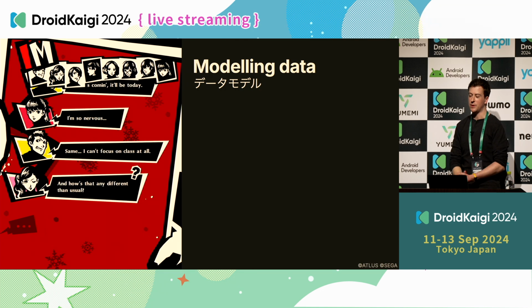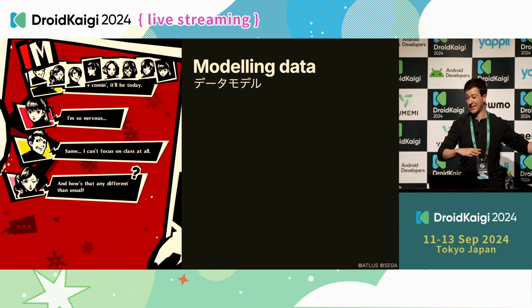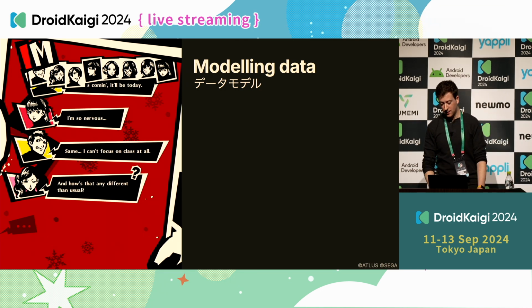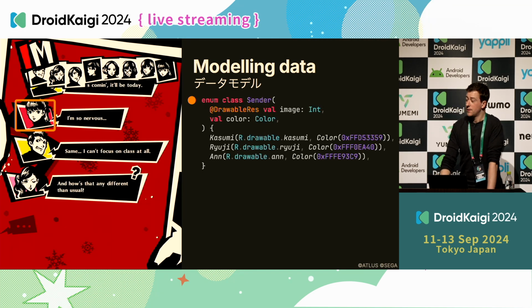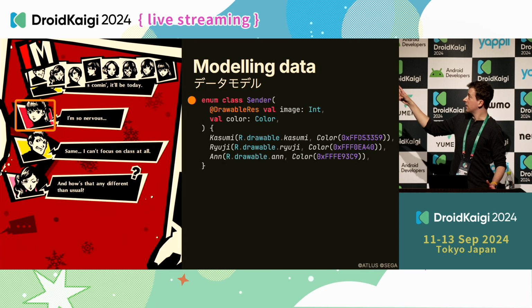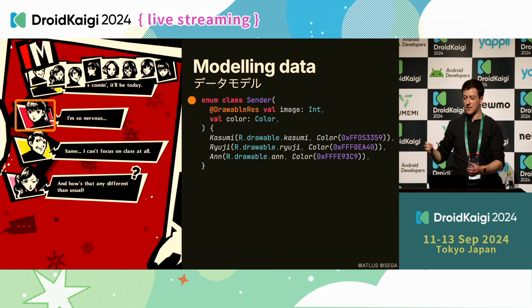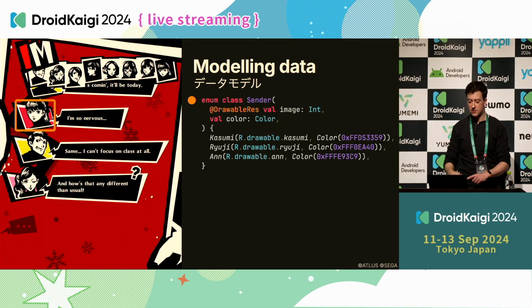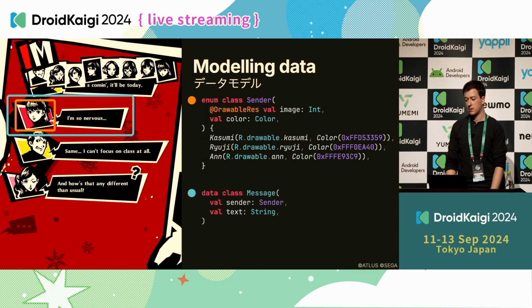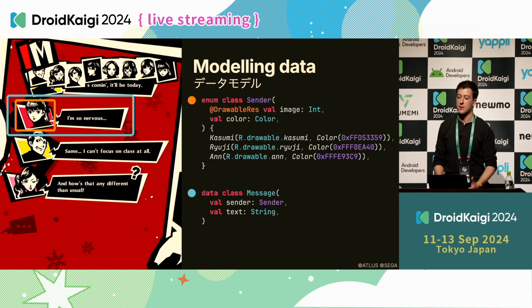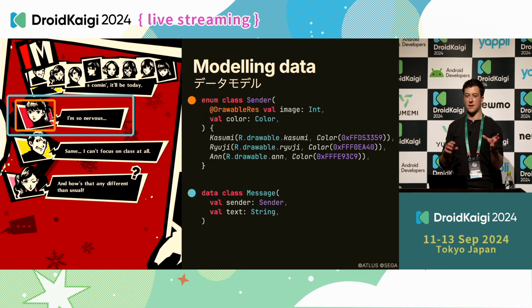So to get this right, we need to go back and talk about data modeling for a second. For the avatar, we're just going to model this as an enum of sender. It has an image and color, everything it needs to draw. A message we can think of as being a combination of the sender and then the text of what was actually sent.